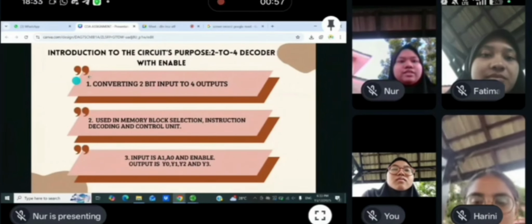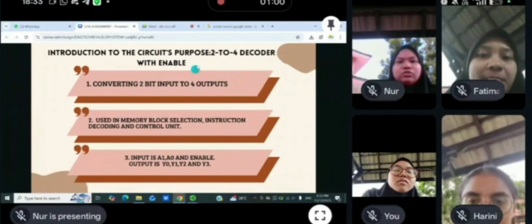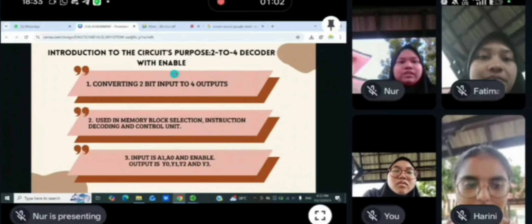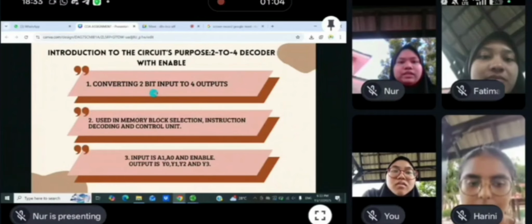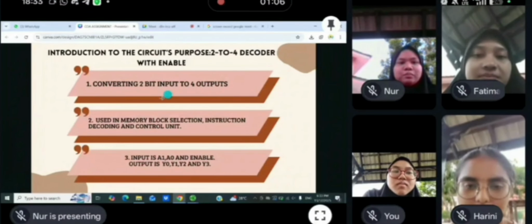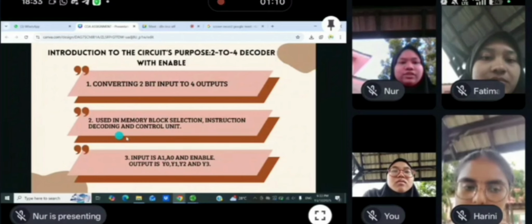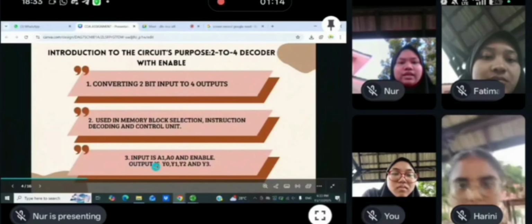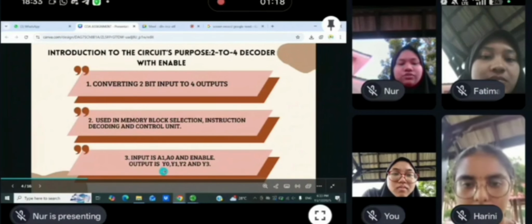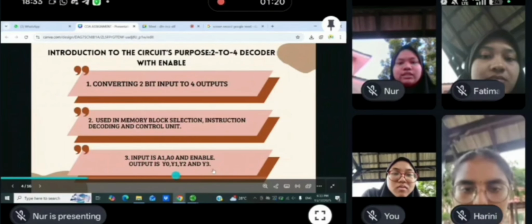The introduction to the circuit: the purpose of the 2 to 4 decoder with enable is converting a 2-bit input to 4 outputs, used in memory block selection, instruction decoding, and control units. The inputs are A1, A0, and enable. The outputs are Y0, Y1, Y2, and Y3.